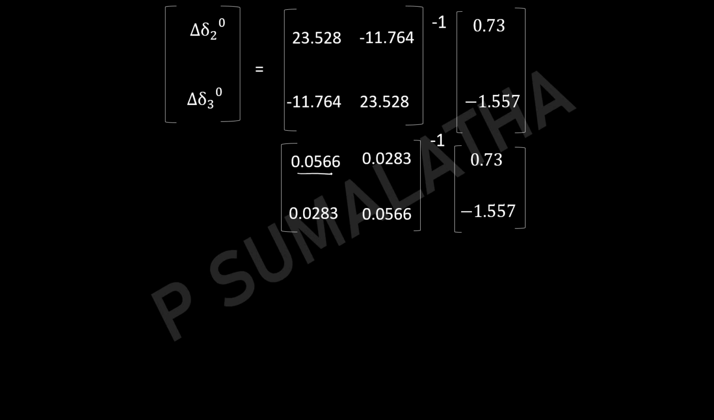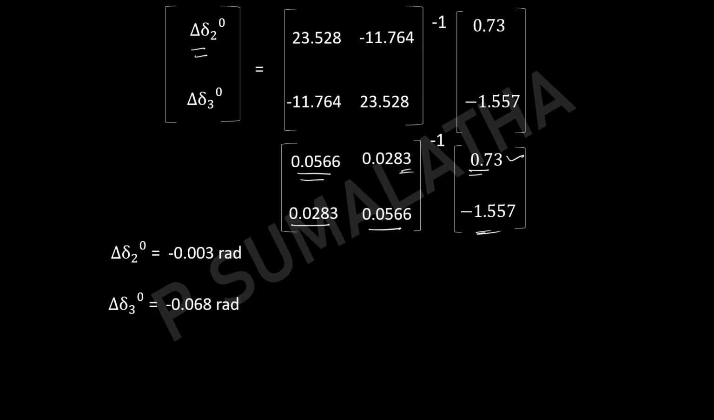If you do the matrix multiplication, this value into this value plus this value into this value will give you the delta del 2 naught. So that will give us minus 0.03 radians, and delta del 3 naught will be this value into 0.73 plus this value into minus 1.557, which will give us delta del 3 value as minus 0.068 radians.